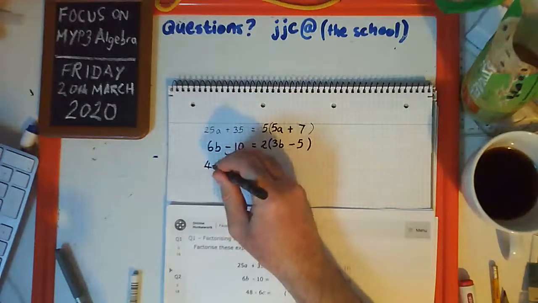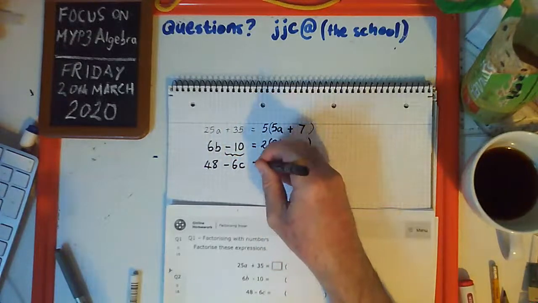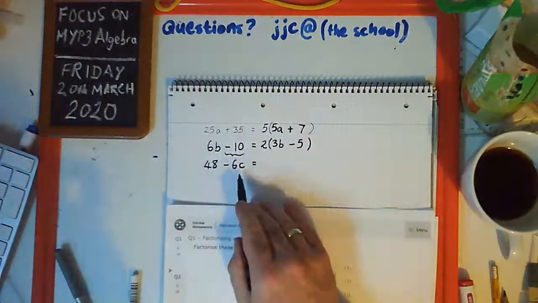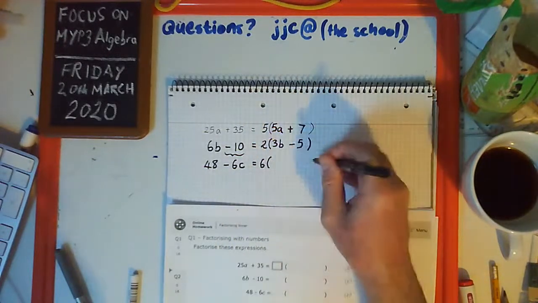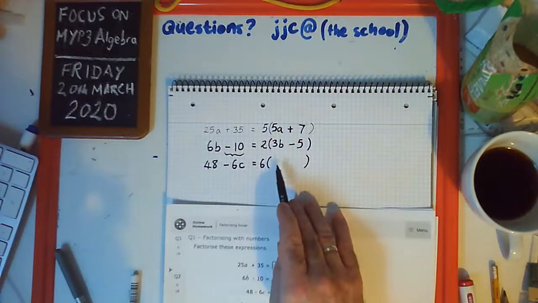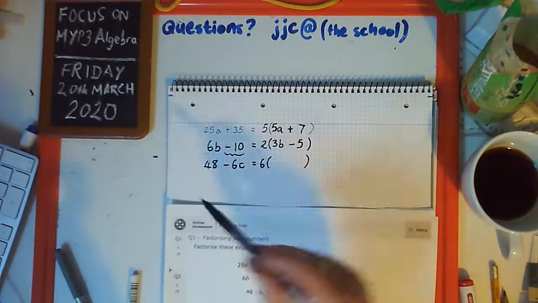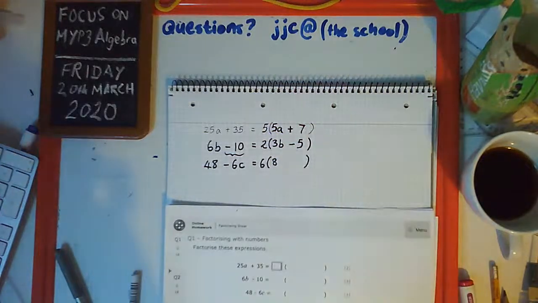Okay, next one, 48 minus 6c. So both 48 and 6 can be divided by 6. So I can take a 6 outside the brackets, and then I'm saying 6 times what inside the brackets will give me 48. So the answer to that is 8. 6 times 8 makes 48.